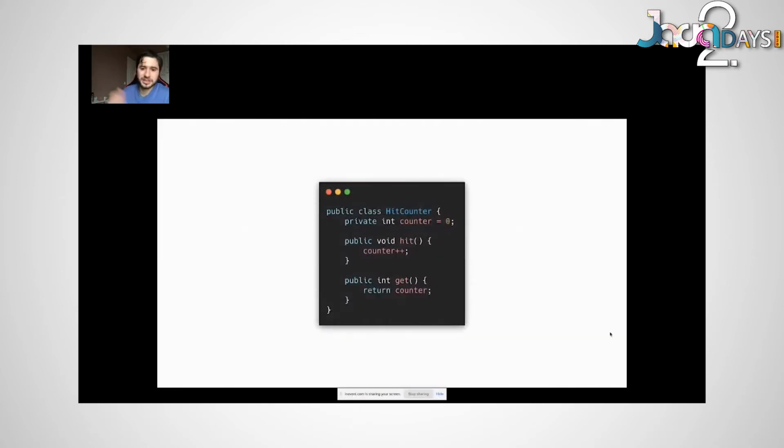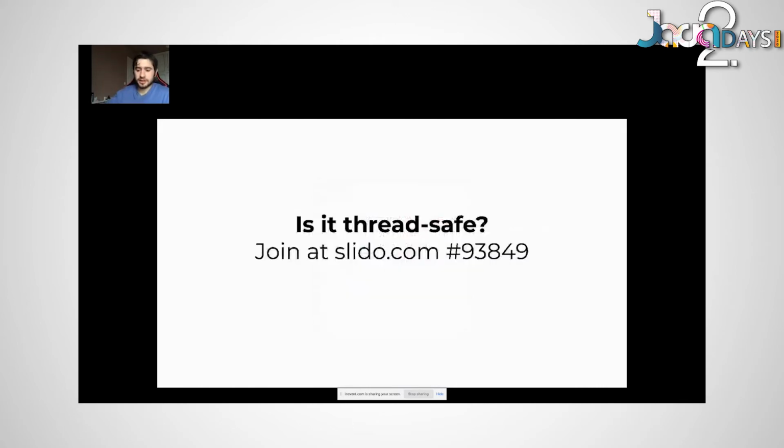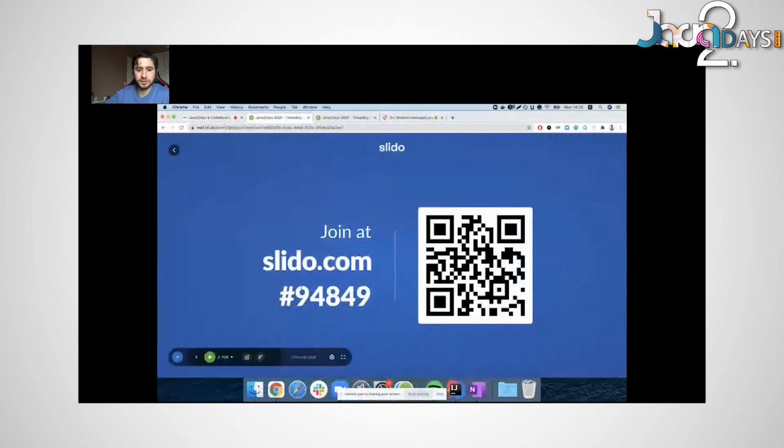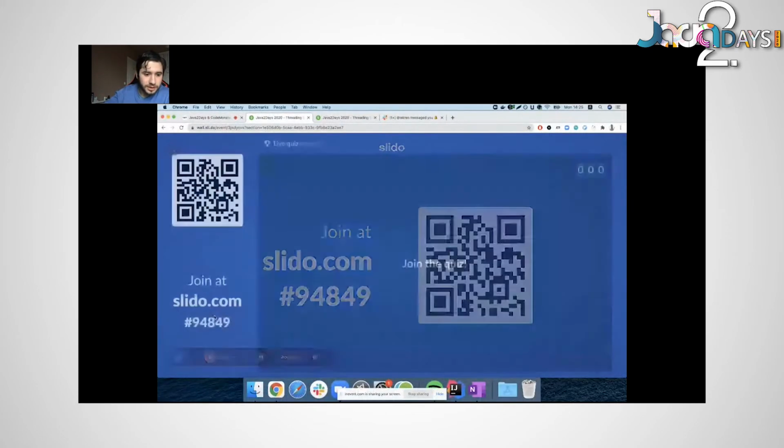Imagine that we have this class here called hit counter, and we have two methods. One is hit, the other is get. The hit method increments the counter. And again, the question here is: is this class thread safe? So this time, think about it a bit. I'm going to share the code a bit before I go to the quiz. And right now, after perhaps the code is memorized, I'm going to start the next quiz, which is, is it thread safe?